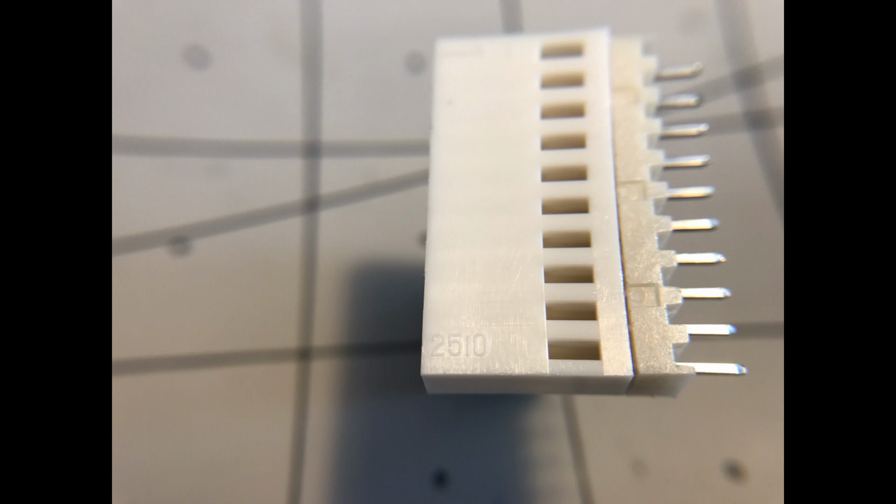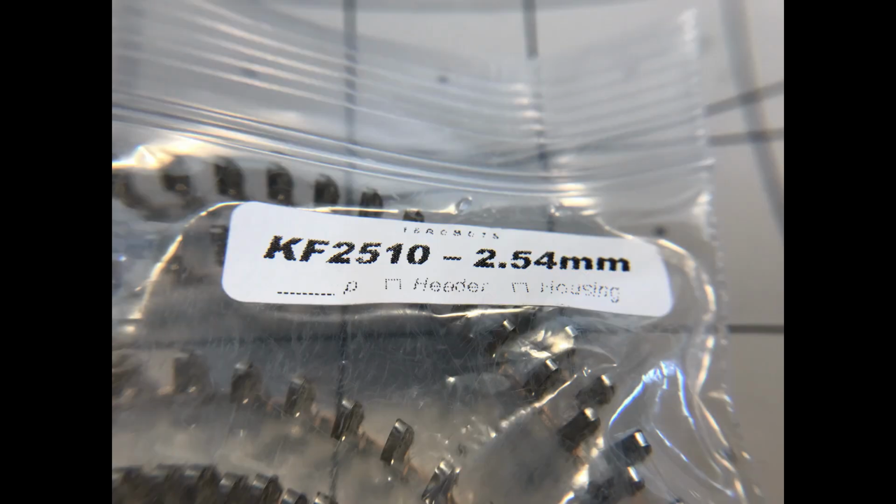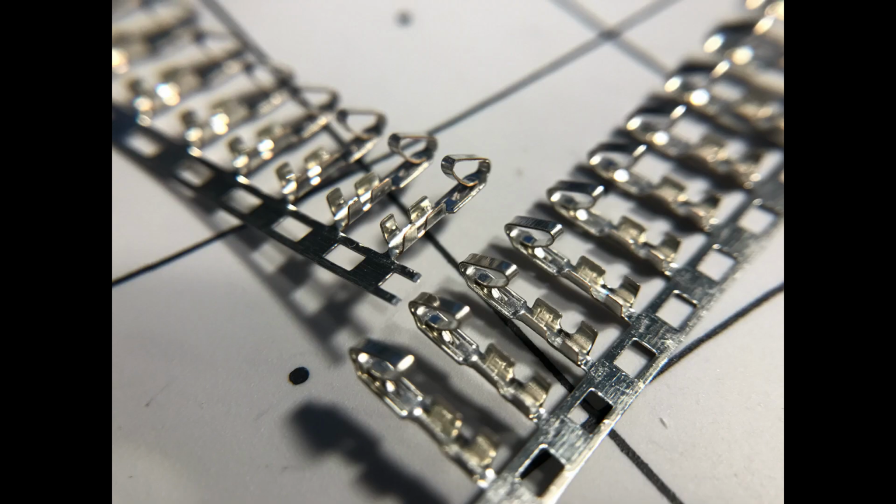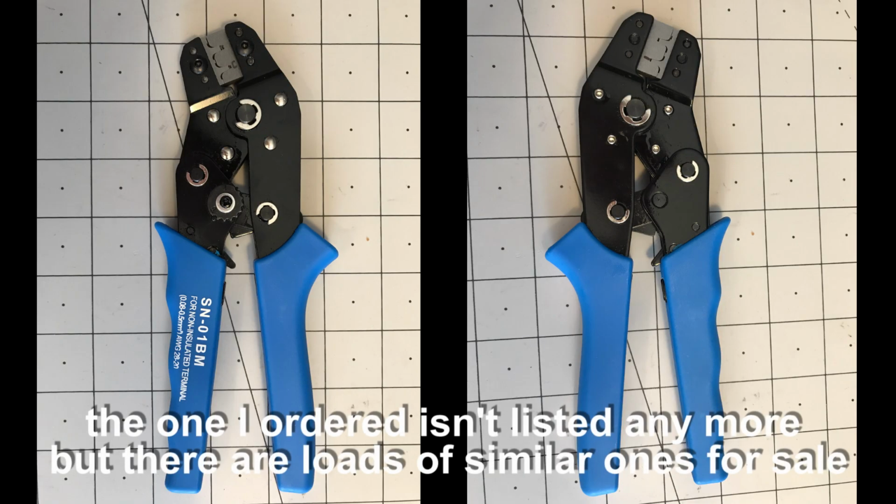I think the range is 2510, and I think they're referred to as KK type. I asked the seller of the connectors if they could recommend a crimping tool for use with the pins that go inside the connectors. Very helpfully, I got an answer straight away.